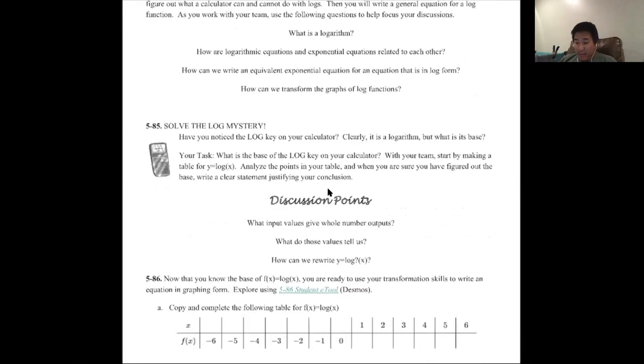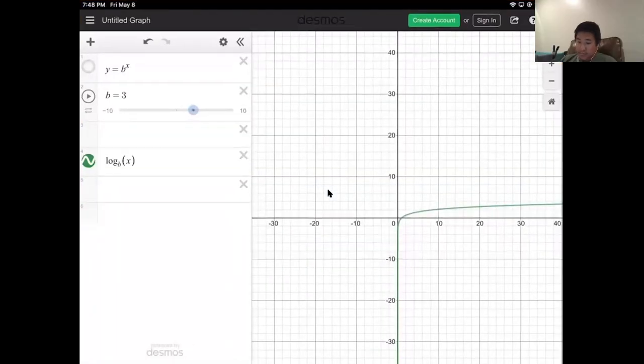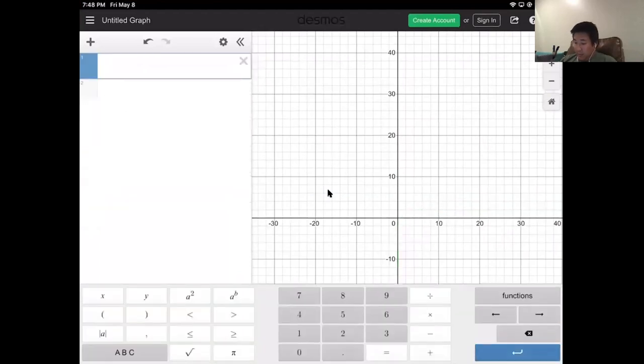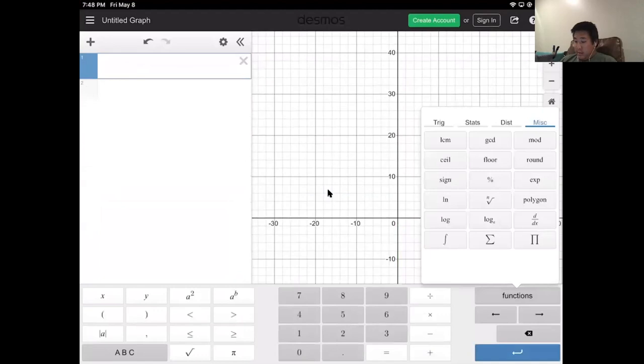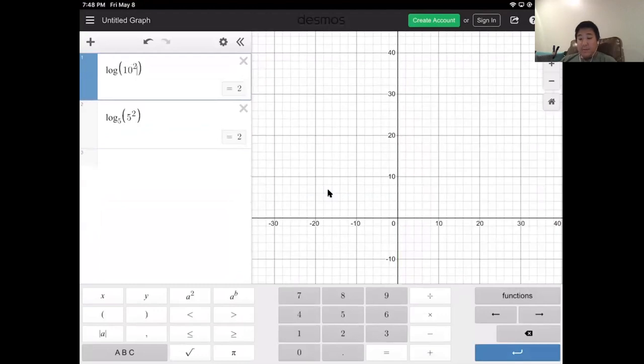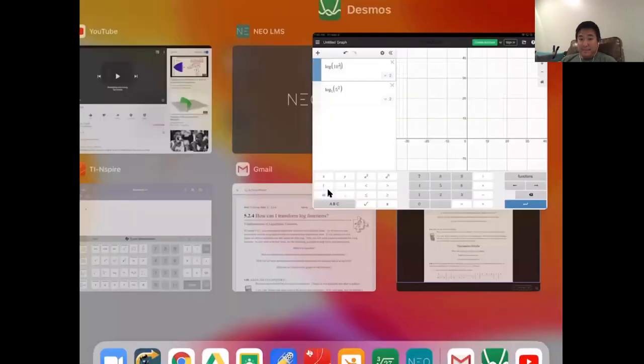Have you ever noticed a log key on your calculator? You go to functions, and then it's here, functions, or here. This one, you're assuming the base is 10. This one, you can have a base of whatever you want. So like 10 squared is 100. That's assuming the base is 10.